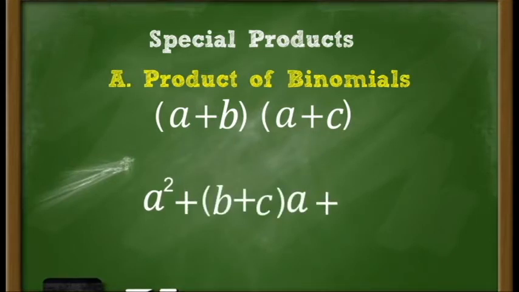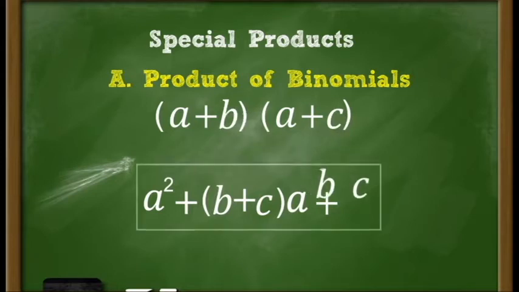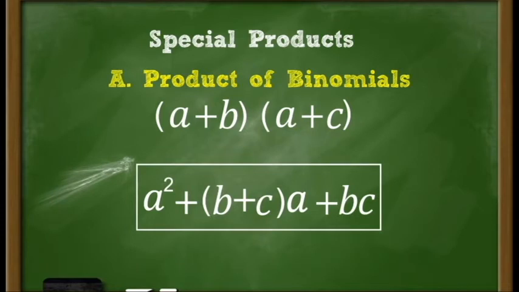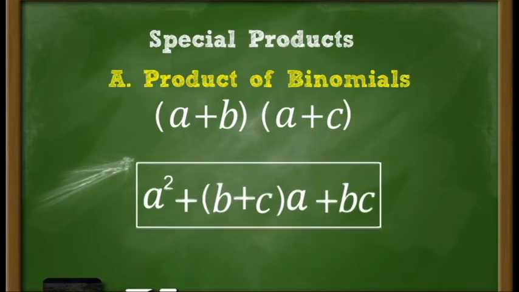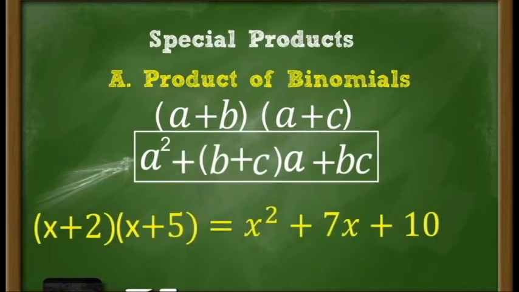Next, we have here add it to the product of a and the sum of b and c. So add first b and c, then multiply it to letter a. Then the last term is the product of b and c. So that will be for the pattern.